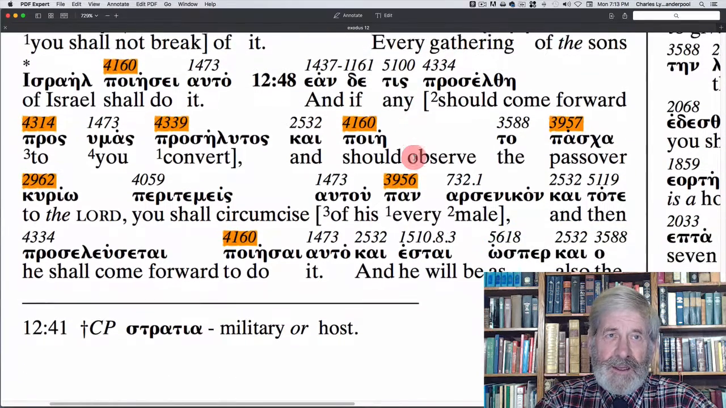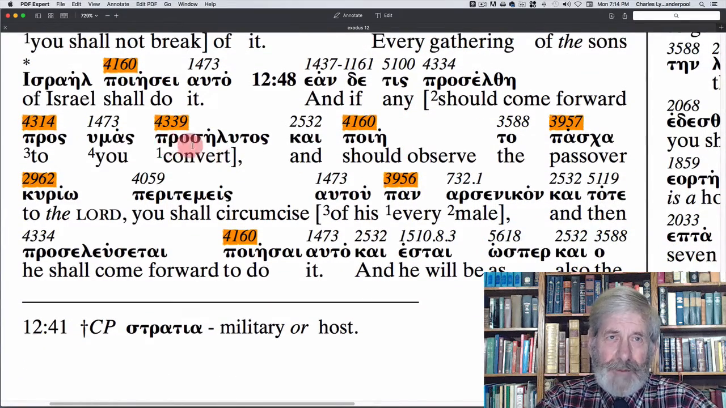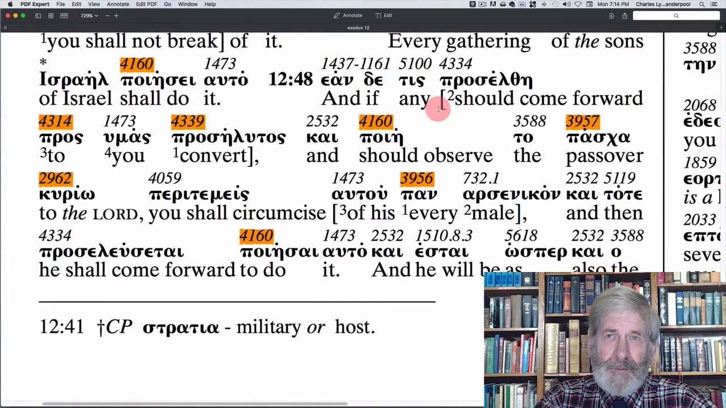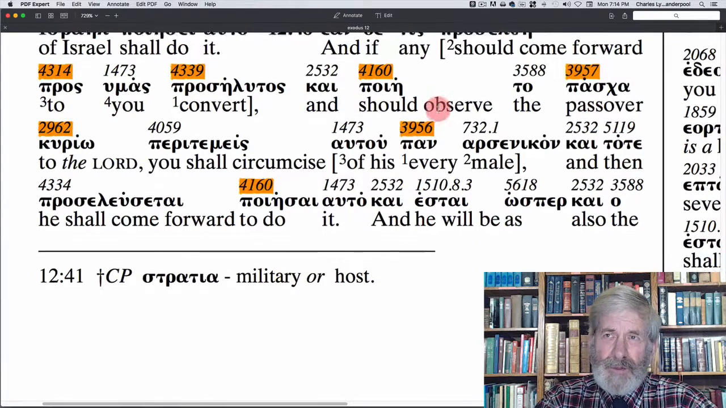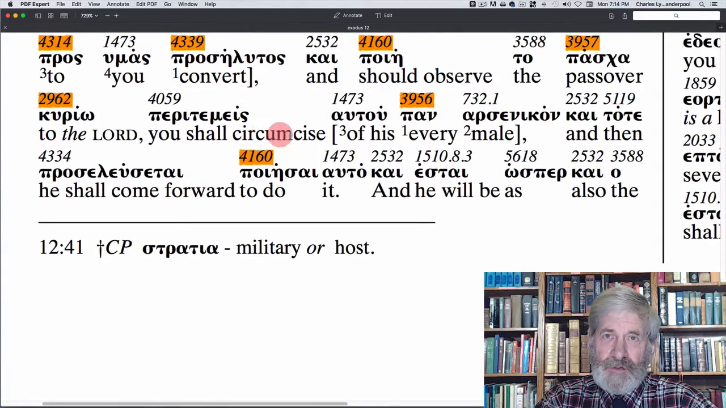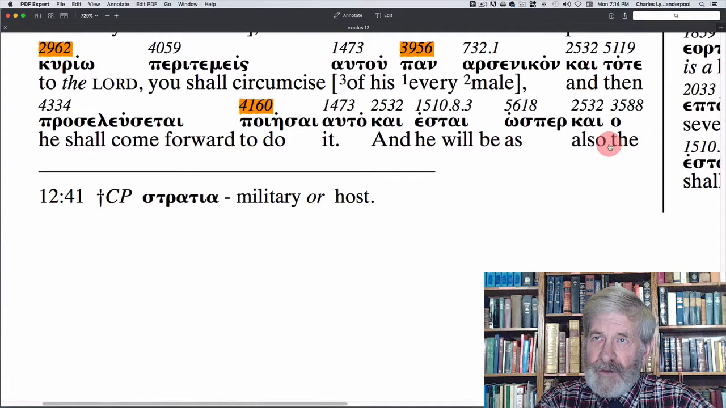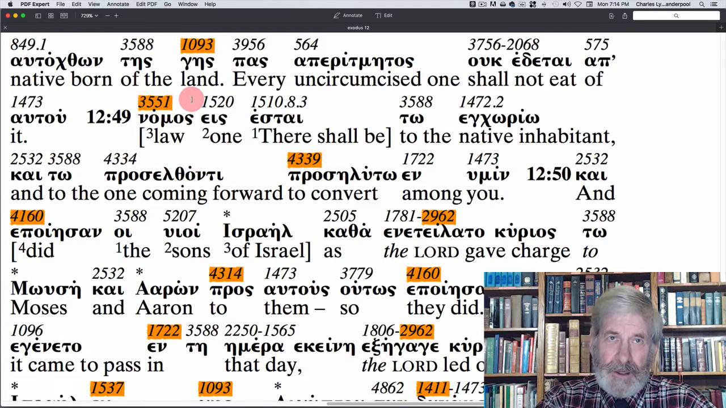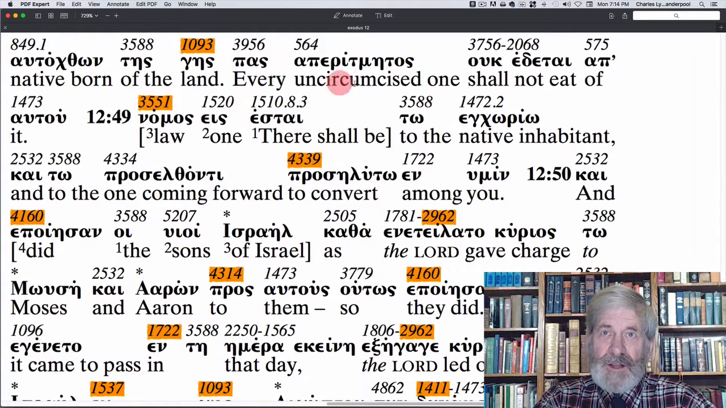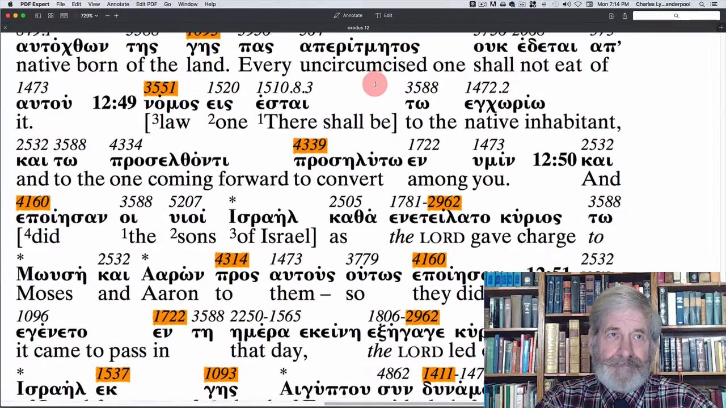And if any convert should come to you, a proselyte, proselytos, we have proselyte as the transliteration, but I put convert, should come forward to you and should observe the Passover to the Lord, you shall circumcise every male of his, and then he shall come forward to do it. And he will be as also the native born of the land. Every uncircumcised one shall not eat of it.